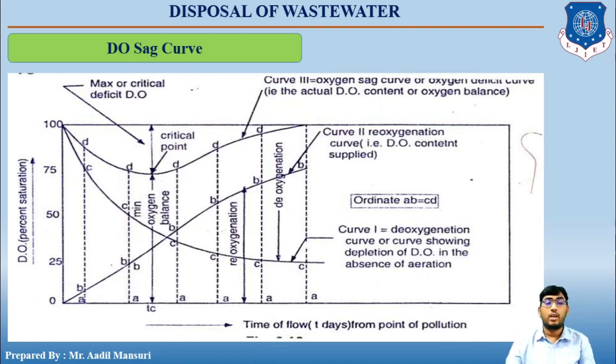Clear? So as you can see, with the passage of time the dissolved oxygen reduces, which is denoted by curve 1. With the passage of time, reoxygenation occurs from the atmosphere, which is shown by curve 2, and the deficit of the oxygen will be obtained by algebraically adding those two curves, which is known as the DO sag curve, that is curve number 3.